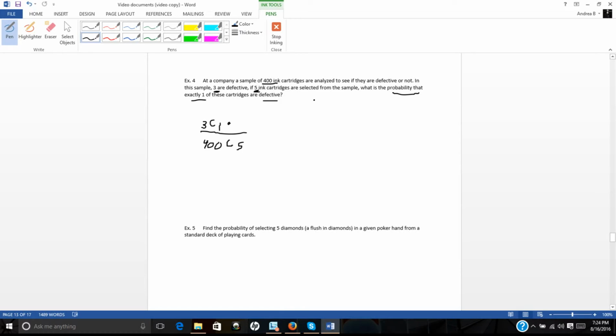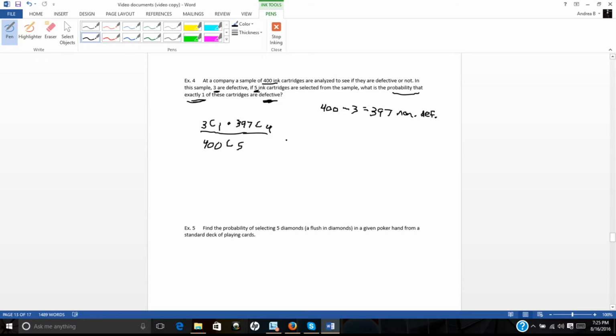Since there's 400 ink cartridges and 3 of them are defective, we can subtract that off. So that would mean there's 397 that are non-defective. So here we'd have then 397C4. Once again, it's 4 because there's 4 more ink cartridges left once you select the one that is defective, since it said that we want exactly 1 that is defective.